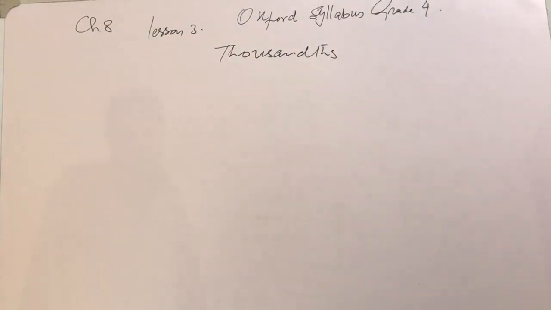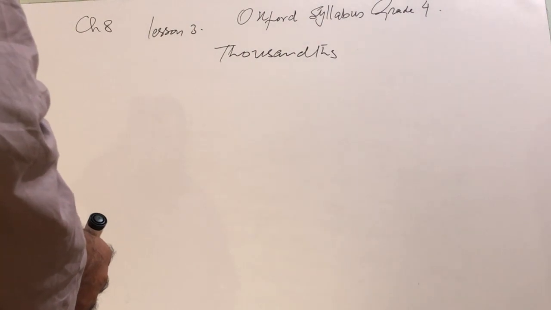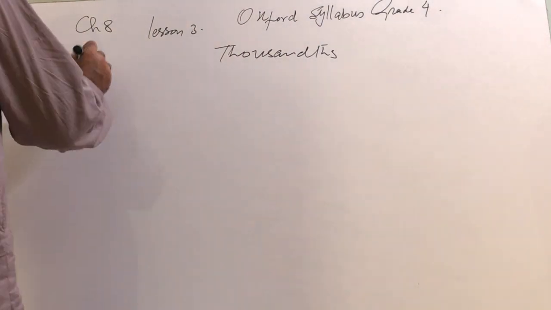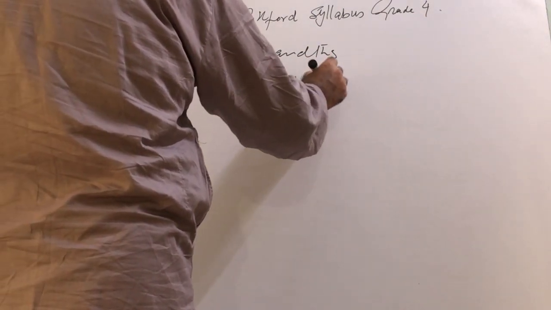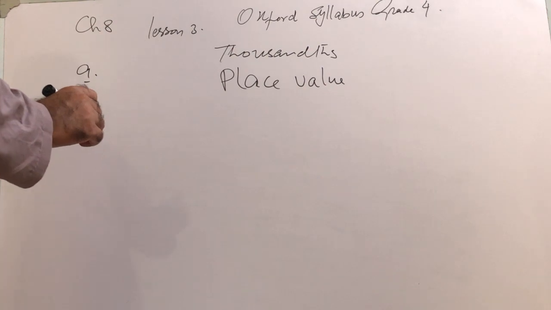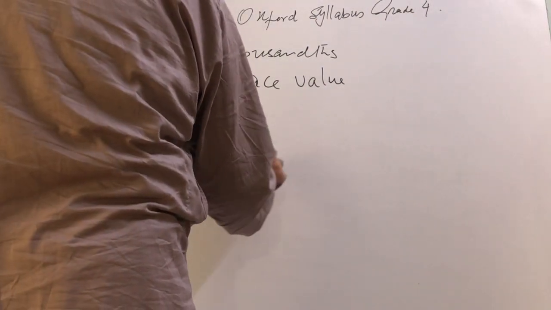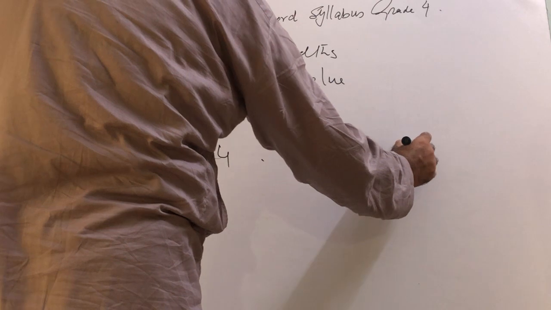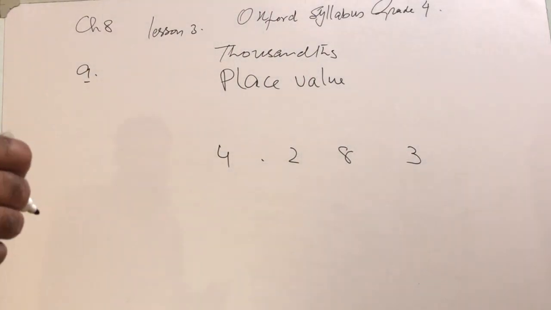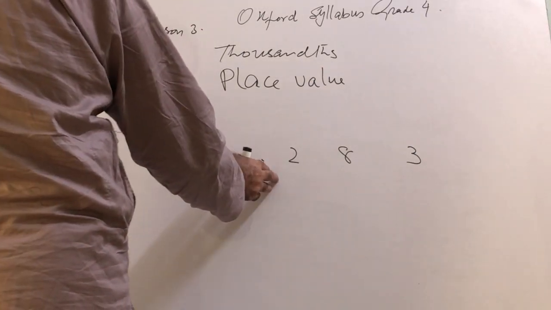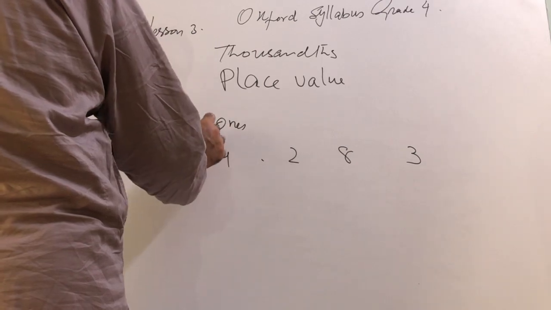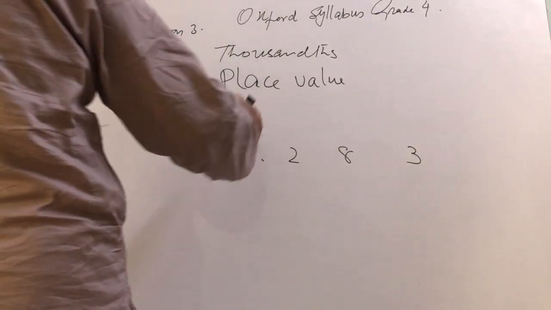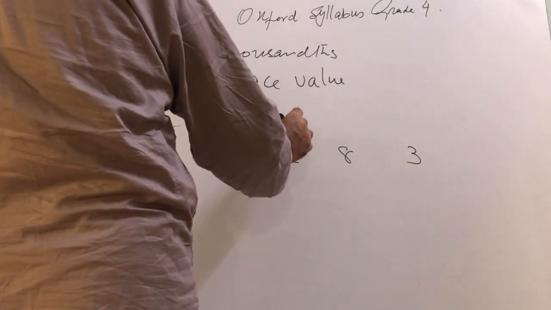Now we'll be jumping to number 9, where we'll be dealing with place value of digits. 4.283. This is the number. We need to find the value, place value of each digit. This is point. On the left side, we start with ones. To find its value, we will just multiply it with 1. On the right side of the decimals, we start from here.